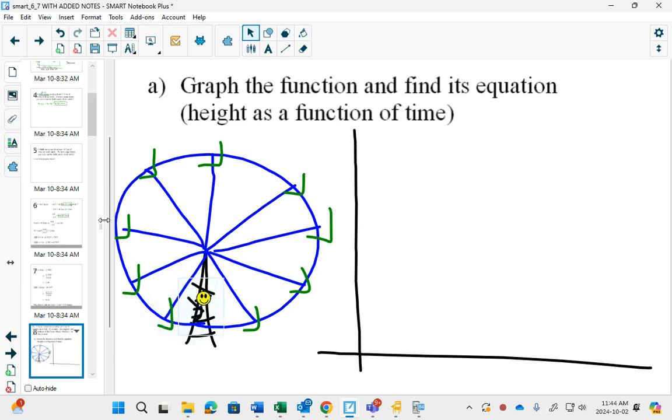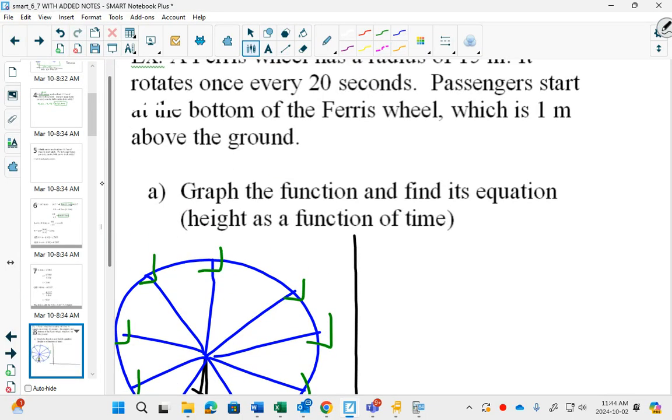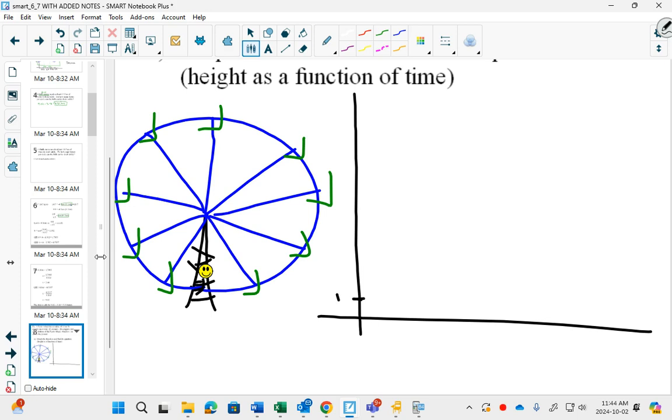Now, normally you come along and you would get on at the bottom, right? Does it make sense that you would start here? And that starting point is a little bit off the ground because it's not very much fun to have a Ferris wheel that hits the ground. It's dangerous. So it says in the question that passengers start at the bottom, which is 1 meter off the ground. Are you okay that I label a 1 there?